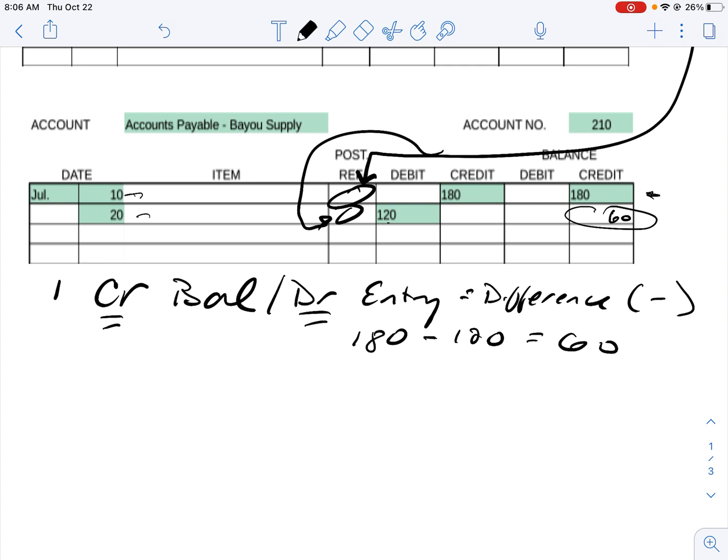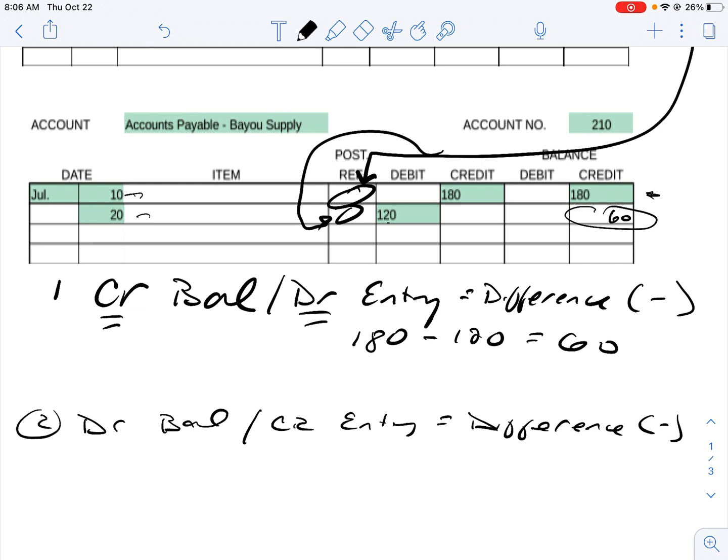Now, the opposite is true. If we have a debit balance and a credit entry, they are different, so we will find the difference and subtract. That's a later one on there. But going back to the transaction we have here, when we are subtracting, if the debit, whether it be the balance or the entry, is greater than the credit, our answer in the balance will be a debit. If our credit number is larger than our debit number, then our answer will be a credit.